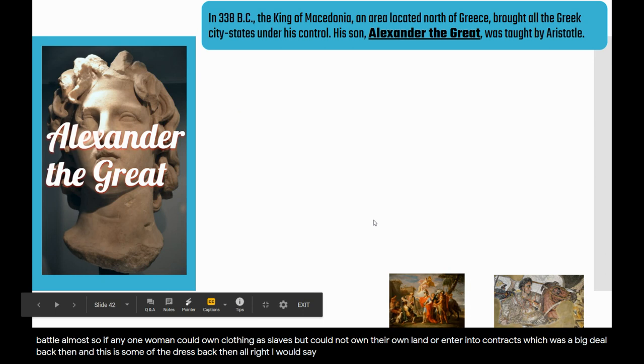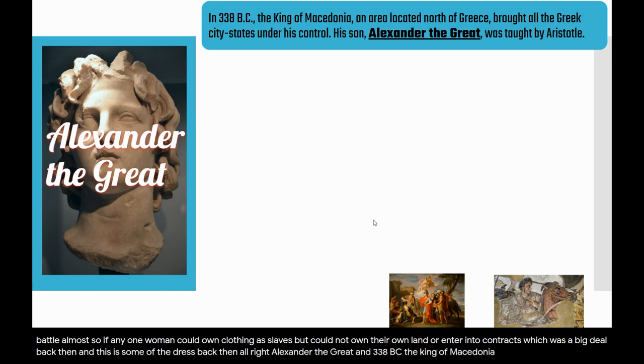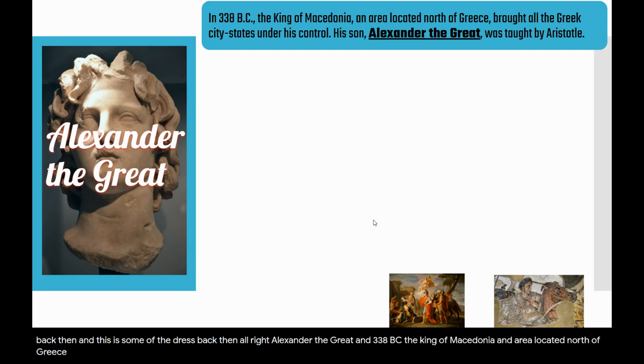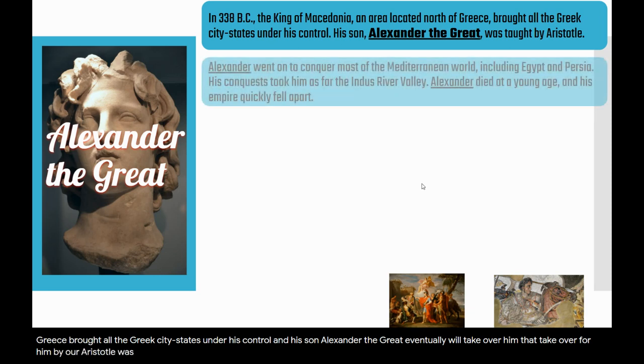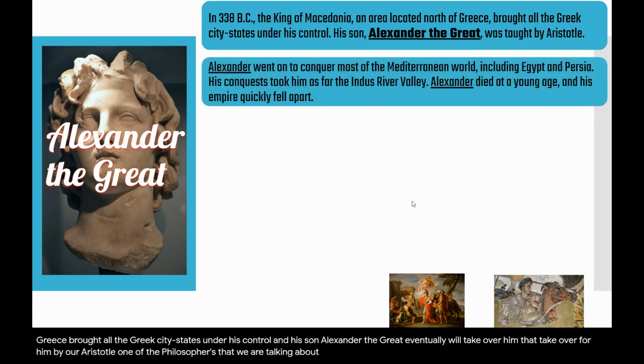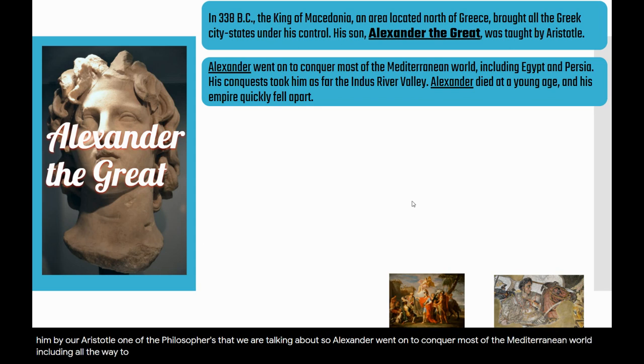All right, Alexander the Great. In 338 BC, the king of Macedonia, an area located north of Greece, brought all the Greek city-states under his control. And his son, Alexander the Great, eventually will take over for him. And Alexander the Great is taught by Aristotle, one of the philosophers that we already talked about. So Alexander went on to conquer most of the Mediterranean world, including all the way to Egypt and Persia. His conquest took him as far as the Indus River Valley.